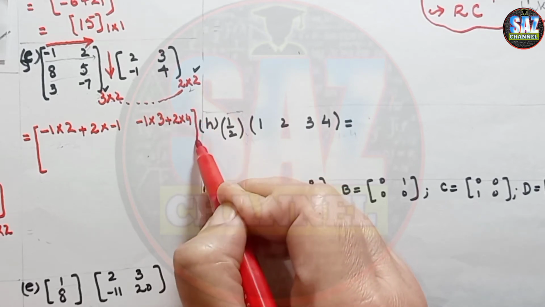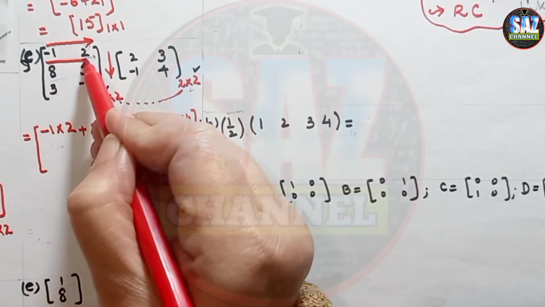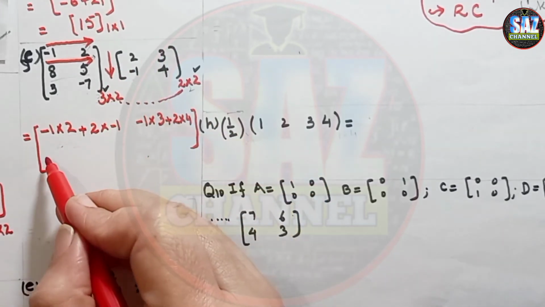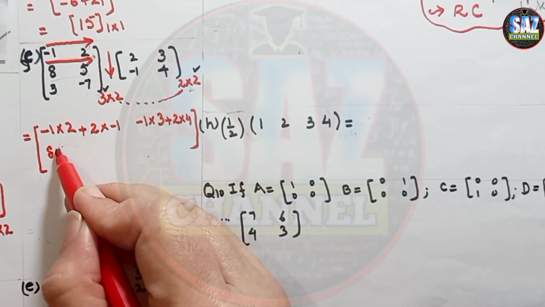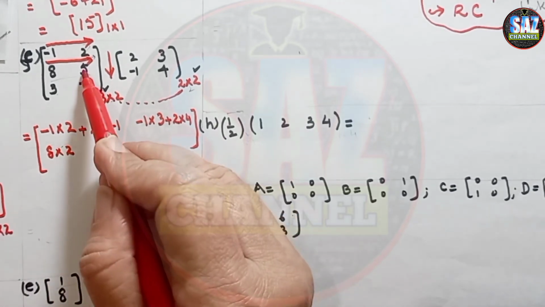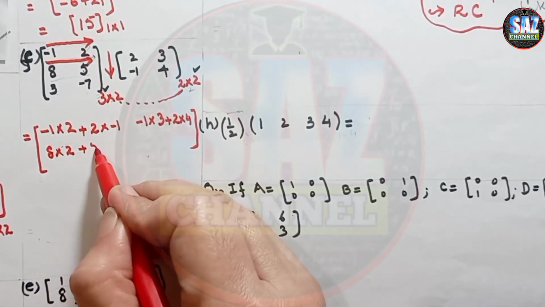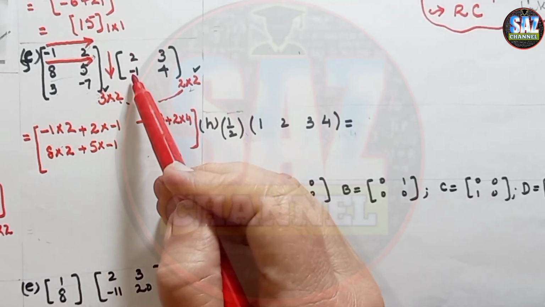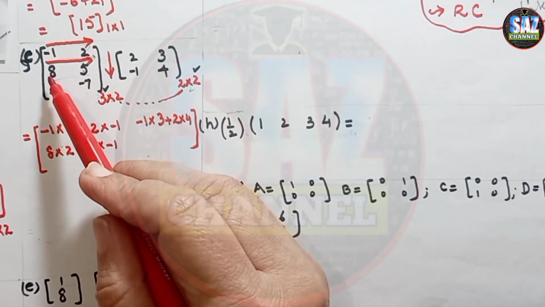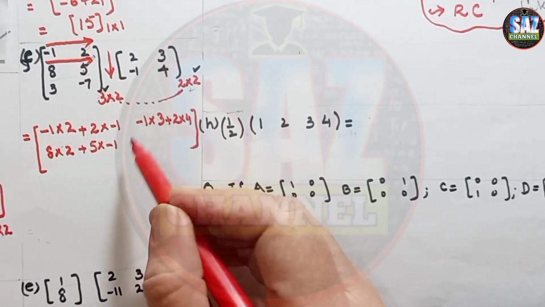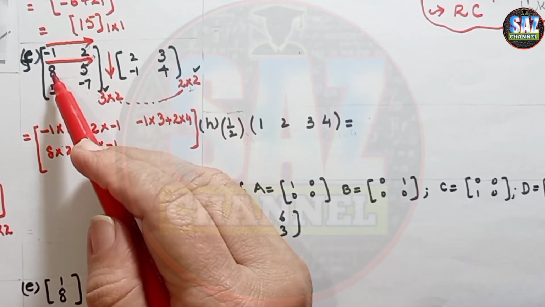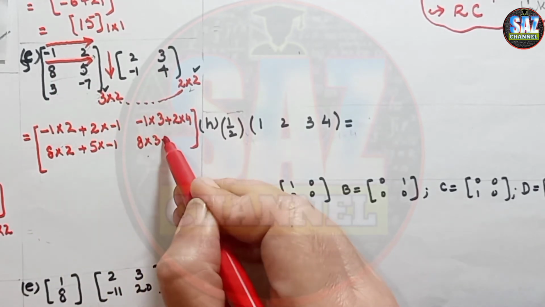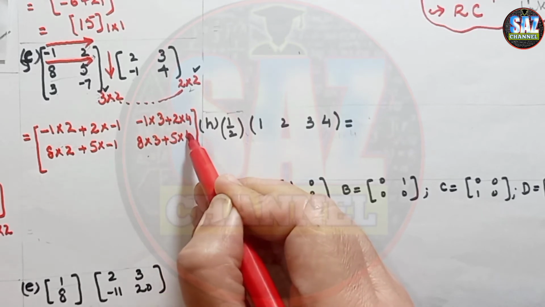Now I have to repeat the procedure with the second row and the second matrix complete, that 8 will be multiplied by 2, and then plus 5 will be multiplied by -1, and now the first column has been done. I have to multiply the second row by the second column, and that will take the form 8 multiplied by 3 plus 5 multiplied by 4.